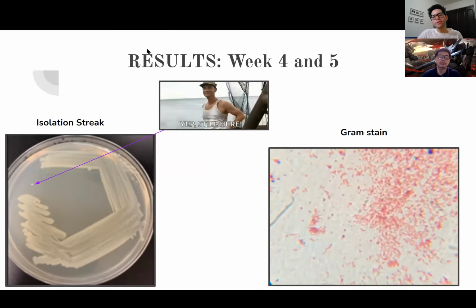And for the results in weeks 4 and 5, we performed isolation streaks and we also performed a gram stain on that isolation streak. In order to determine the colony and cellular morphology, we looked at the isolation streak first for the colony morphology, and there was almost no single colony present on the isolation streak, but there was that small speck that you see right on the screen. And that gave us a good idea of the colony morphology. It was a very irregular shape. It was a little bit raised, kind of shiny, almost looks slimy, rather opaque, but transparent in some places.